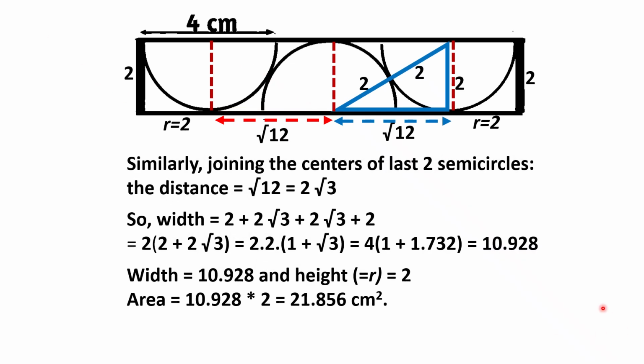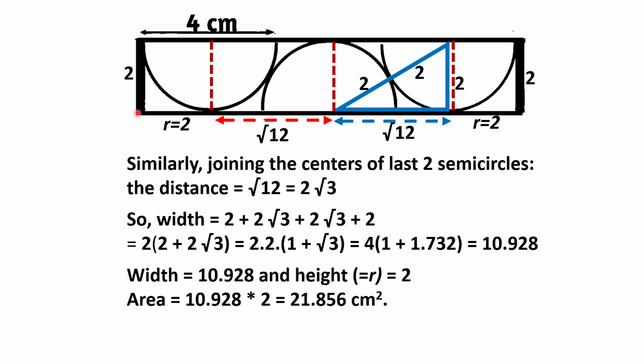Now again join the center of the second semicircle and the center of the third semicircle. Once again we get a right angle triangle where the altitude is 2 and the hypotenuse is 4. So again the base will be root 12. The red dotted line is root 12, and the blue dotted line is also root 12.